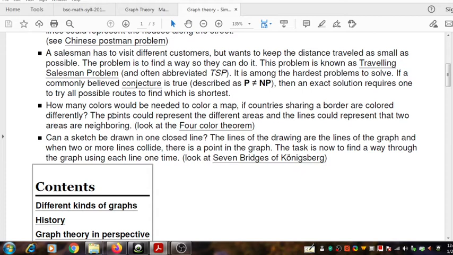The next problem is related to the Konigsberg bridge problem, and that problem is to find a closed path in a graph. That can also be stated as: can a sketch be drawn in one closed line? The lines of the drawing are the lines of the graph, and where two or more lines collide, there is a point in the graph. The task is now to find a way through the graph using each line one time.